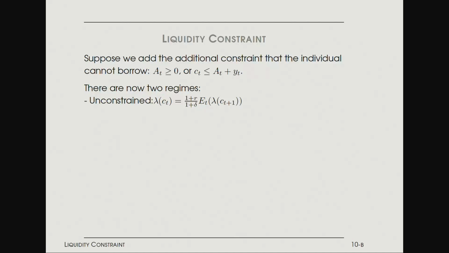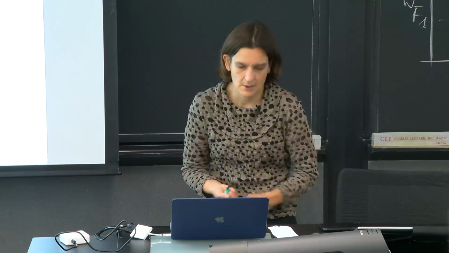So now you have two regimes. In the unconstrained regime, you have your Euler equation that is satisfied as usual. Your marginal utility of consumption is the expected future marginal utility of consumption up to a discount factor. But once you're constrained, you just consume everything you can. And therefore, the marginal utility of consumption today is too high compared to what you would want. That means you're not consuming enough, right?